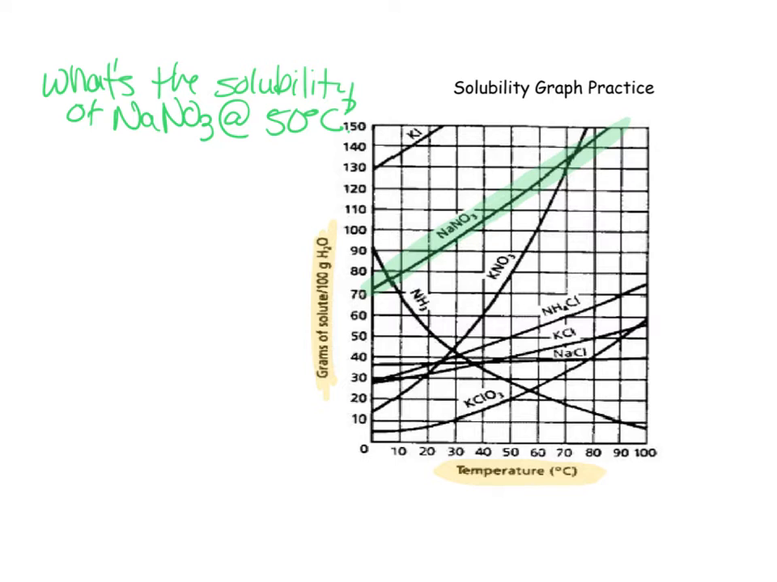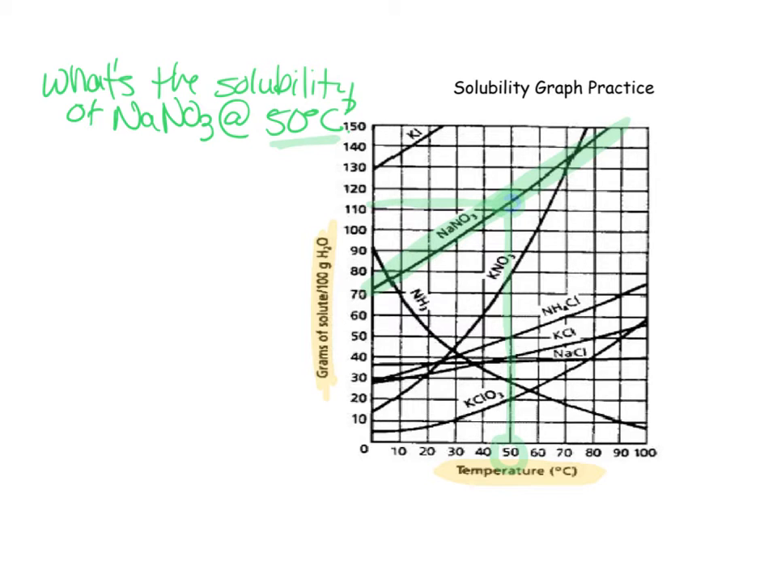I'm going to start by looking at the temperature. So I'm going to find my degrees. I'm going to go to 50, and go all the way up until these two lines intersect, and at that point it's right here. Then I'm going to bring my line over, and I see that it's a little bit above 110, but definitely not 120.